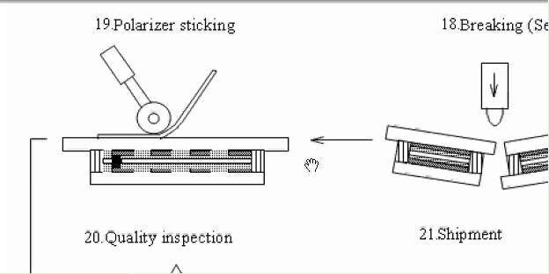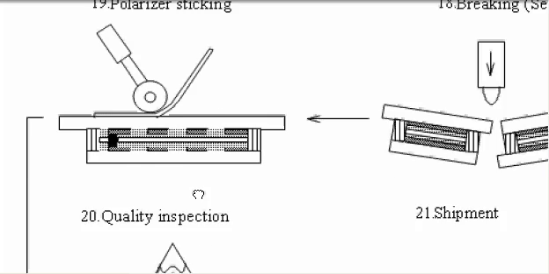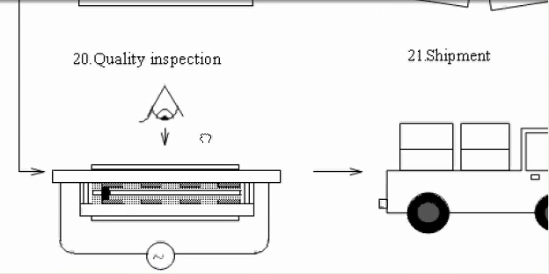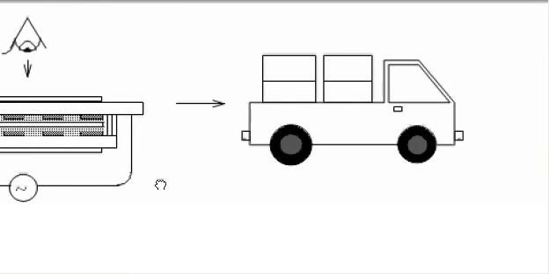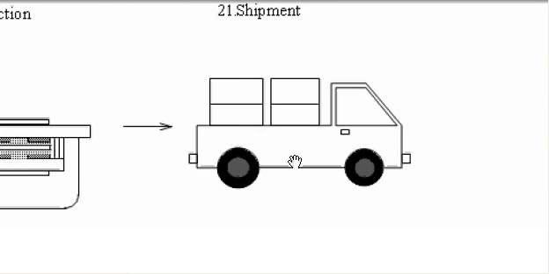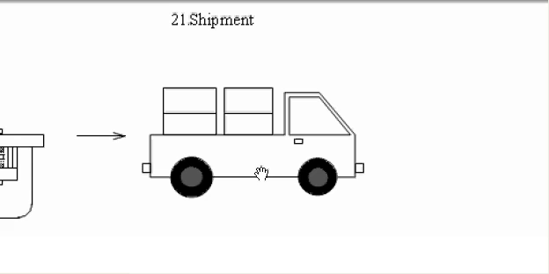And then we will put the polarizer on both sides. And then we will have visual and electric tests, for 100%. You can see this is a visual test, this is the electric test, and then we package it and ship. Okay, hopefully this is an understandable procedure.